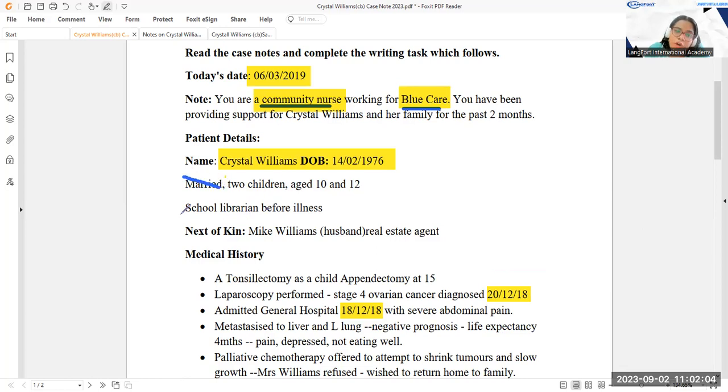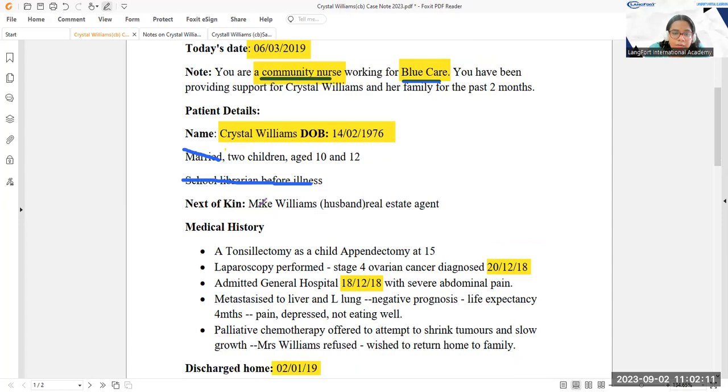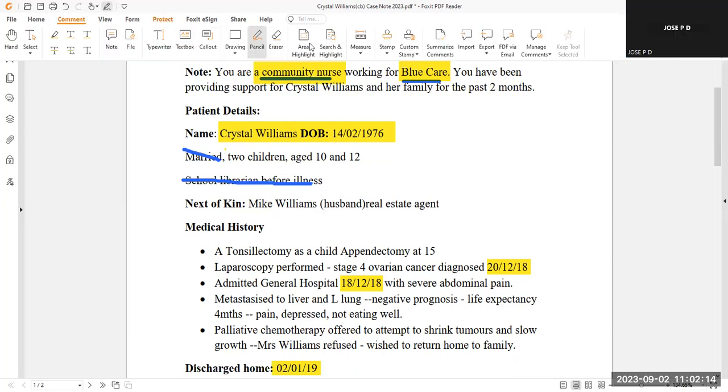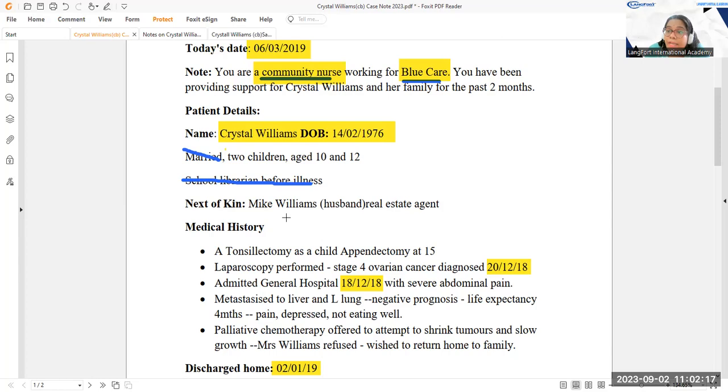That's correct. So should I talk about her job before she fell sick? No need. And what about her husband? Yes, we need him, because he is the reason that we are sending the patient to this person's facility. We don't need to write the husband's job, but you need to write the husband's name, because the husband is not able to take care of her anymore. He is struggling. That is the reason we are referring this patient to this particular reader. So of course, you need to include the husband's name.